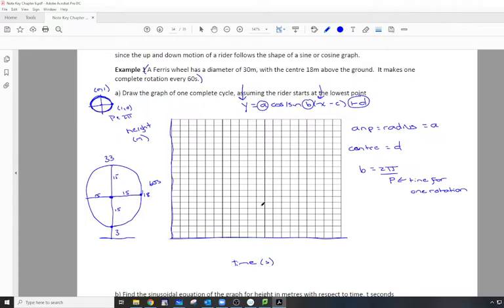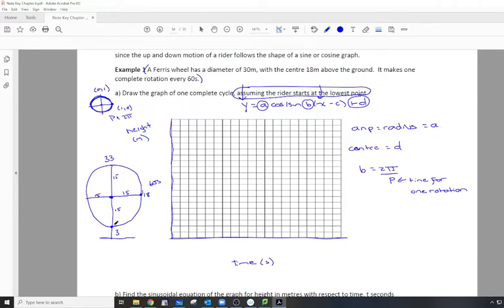Okay, so now we're going to draw the graph of one complete cycle. Now here's your big assumption, and this is the assumption we will always make: the rider starts at the lowest point, which for a Ferris wheel, I don't know how they'd enter any other way, right? You walk up to the gate and they let you on the Ferris wheel, and then you go around and around, right? You can't enter midway up because that would be a really long ladder. So we're going to have our rider start at the bottom point.